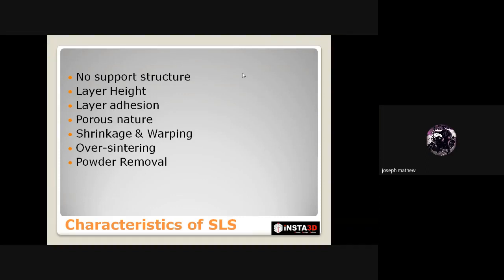Let's come into over-sintering. Over-sintering is the process where the temperature reaches beyond the melting point or the sintering point of the material used in the SLS 3D printer, where the laser sinters the material over the temperature required. So this makes the 3D printed part lose its structure.